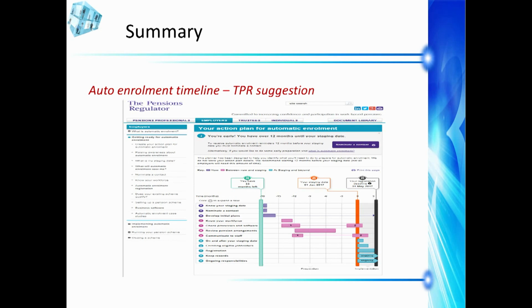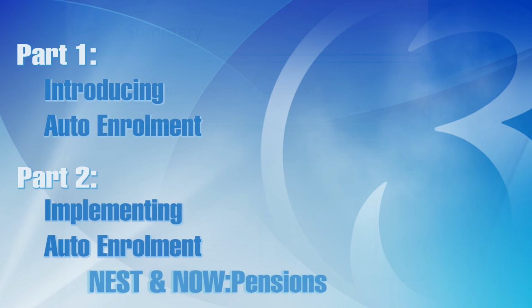And the plan shows you what you need to be looking at in the timeline going backwards from your staging date. So my staging date is set to the 1st of January 2017, and what it's saying is, well, 18 months before you should nominate a point of contact, you should find out your staging date, and you should develop your initial plans. When you get into between 12 and something like about 4 months before, you need to make sure that you've got your pension in place. And when you get to your staging date, then there's a range of things you need to do going forward. So this plan is quite useful because it describes the process that you need to go through to set yourself ready for running auto-enrolment.